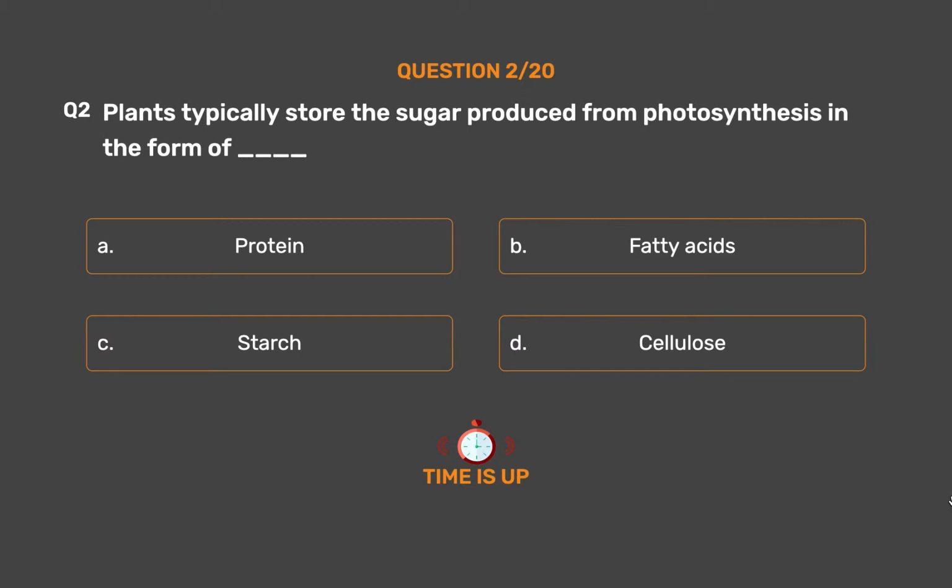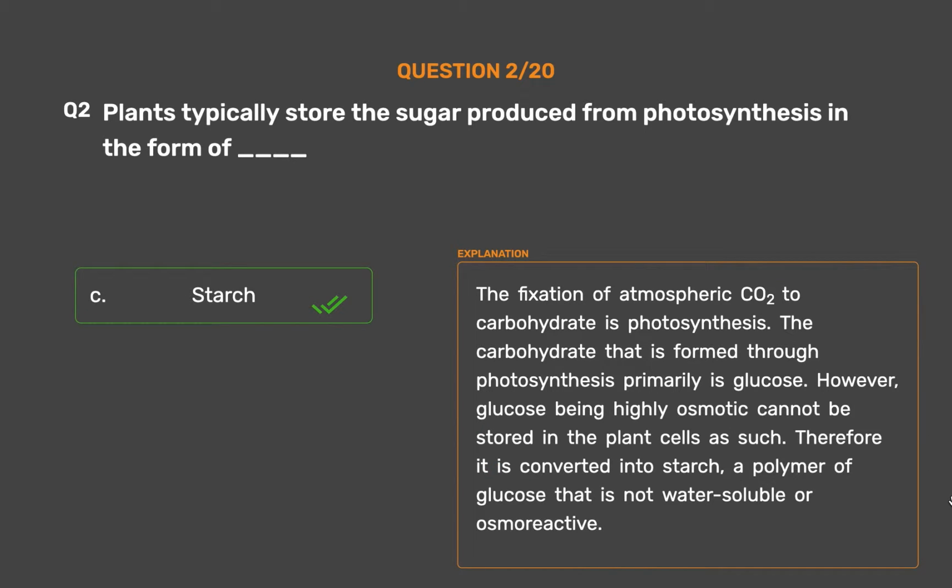The correct answer is option C. Starch. The fixation of atmospheric CO2 to carbohydrate is photosynthesis. The carbohydrate that is formed through photosynthesis primarily is glucose. However, glucose being highly osmotic cannot be stored in the plant cells as such. Therefore, it is converted into starch, a polymer of glucose that is not water-soluble or osmoreactive.